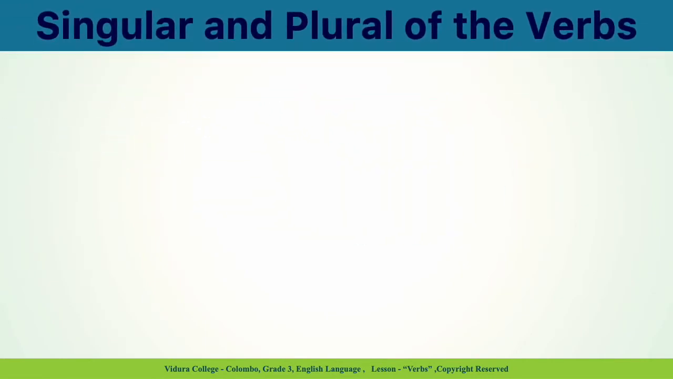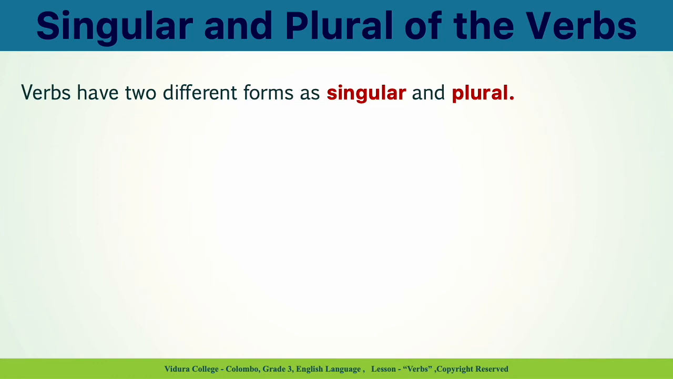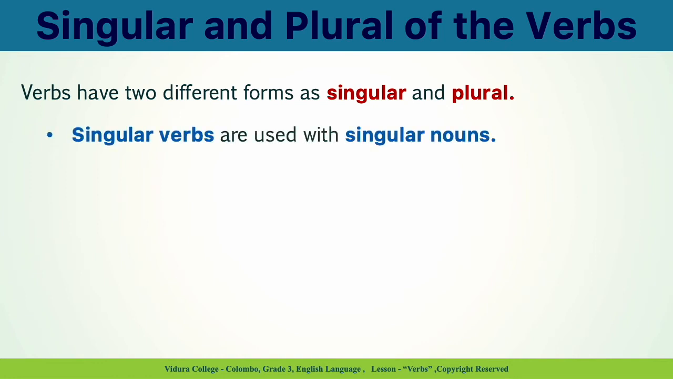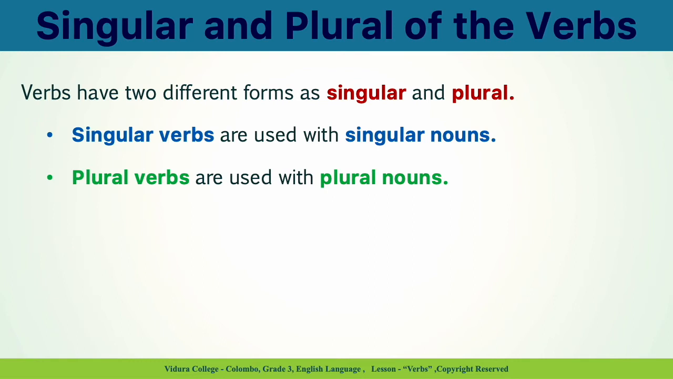Now we are going to learn about singular and plural of the verbs. Children, can you remember in a previous lesson we learnt about singular and plural nouns. So, verbs also have two different forms. They are singular and plural verbs. So, singular verbs are used with singular nouns and plural verbs are used with plural nouns.